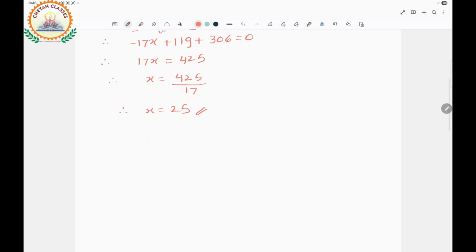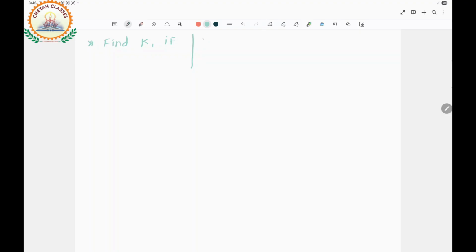Okay. Next example. Find k if the determinant of 2 minus k 7 / 3 minus 4 13 / 8 minus 11 33 is equal to 0. So since the determinant of order 3 cross 3 is 0, apply the formula.